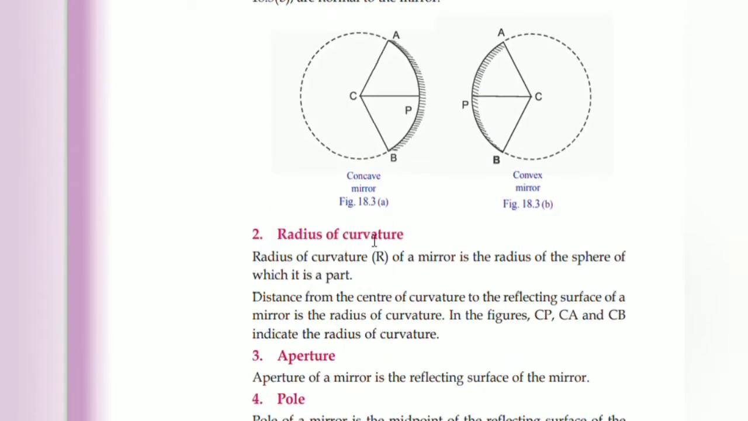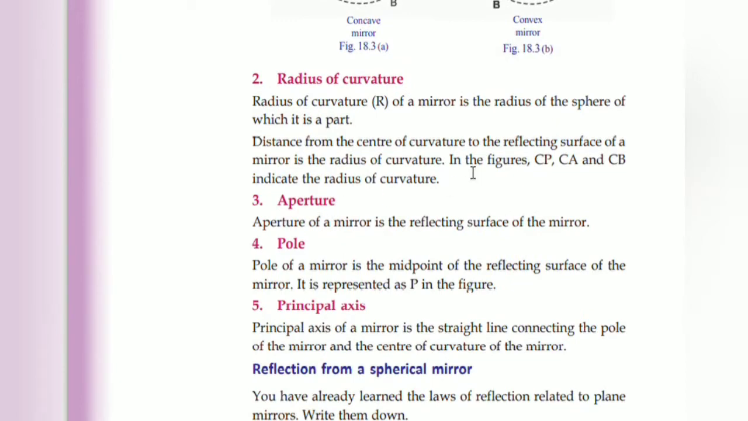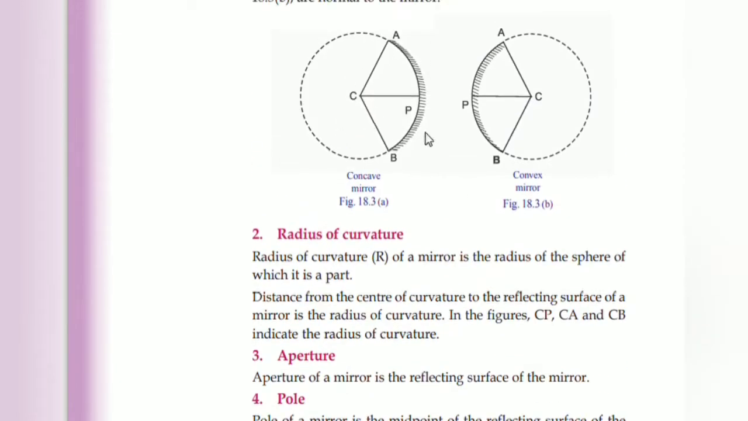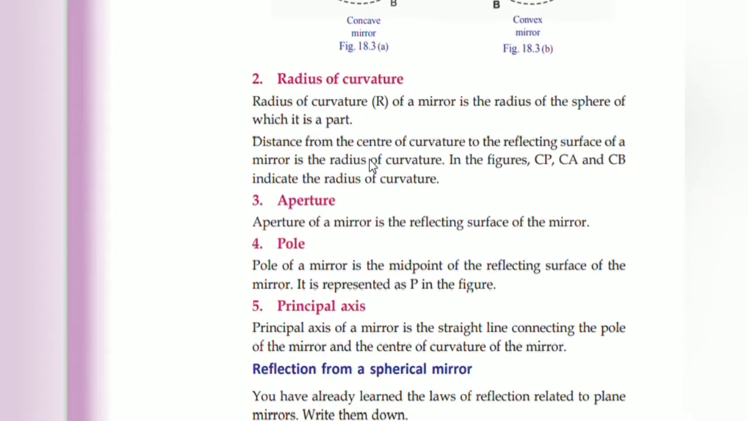Radius of curvature. The radius of curvature of a mirror is the radius of the sphere of which it is a part. It is represented by R. The distance from the center of curvature to the reflecting surface of a mirror is the radius of curvature. So the radius of curvature is CA, CP and CB. Aperture of a mirror is the reflecting surface of the mirror.